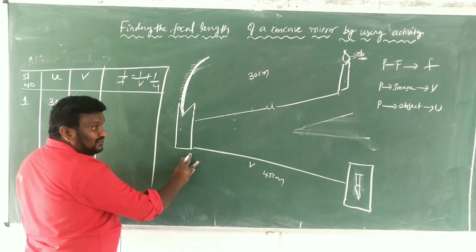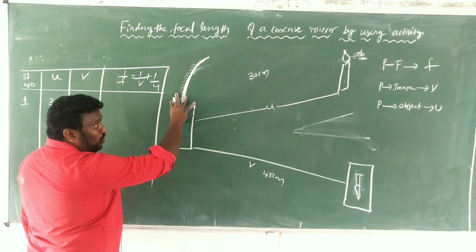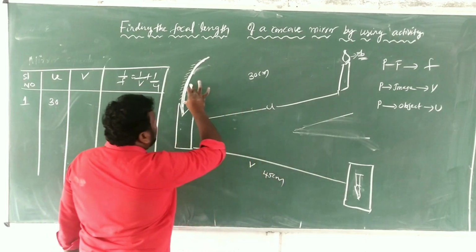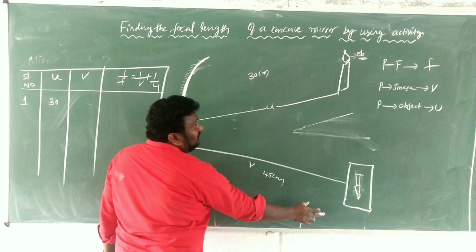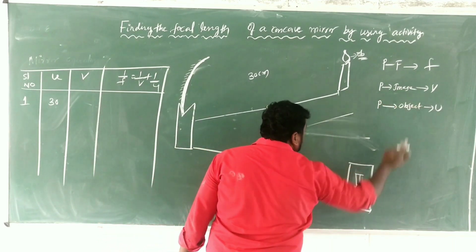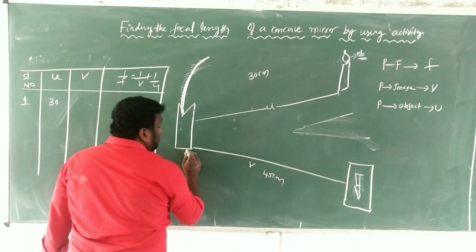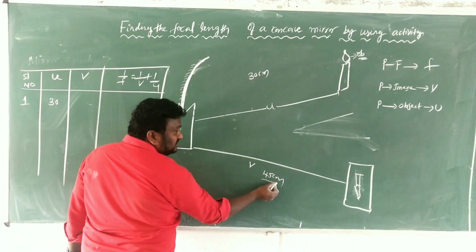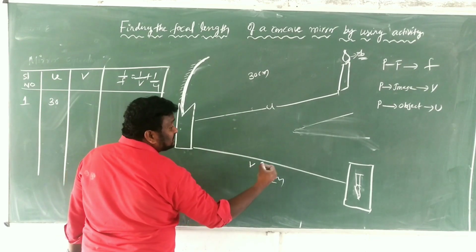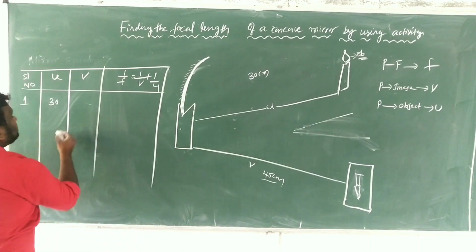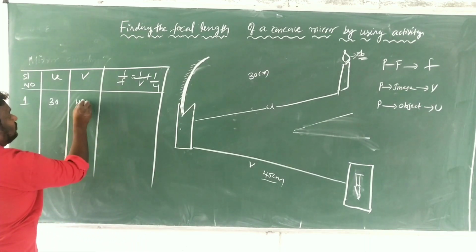Then here it is the mirror pole and it is the image. Mirror to the image, pole to the image, what we call image distance. That's why what we measured with the help of the scale, how much? 45 centimeters. These 45 centimeters can be considered as image distance, and that should be mentioned in the table.